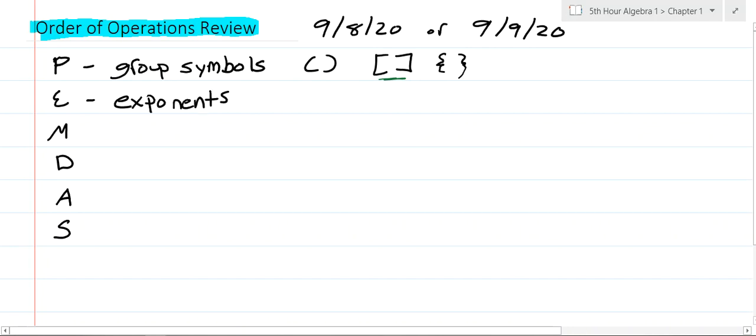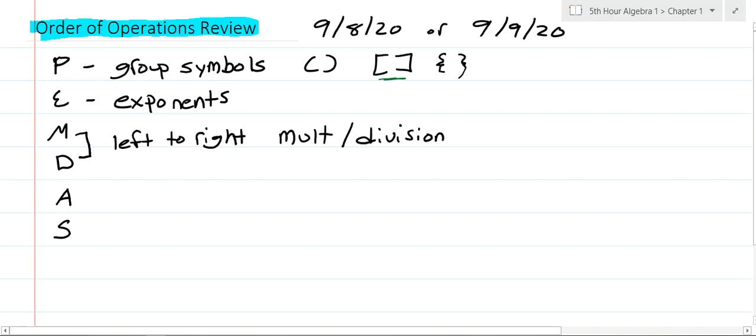Now, the M and the D actually go together at the same time. So you're going to go from left to right. Whichever one comes first, this is going to be your multiplication or division. So under left to right, whichever comes first.